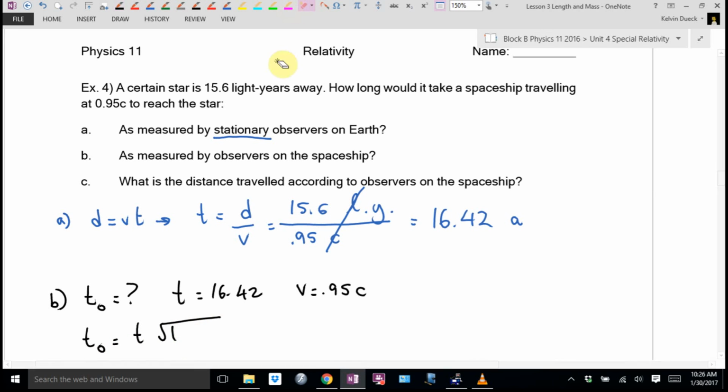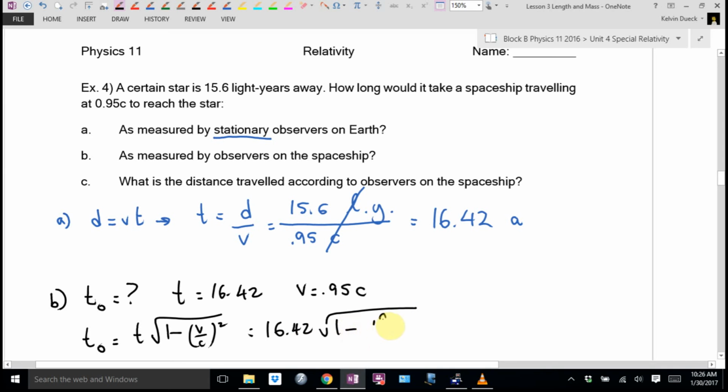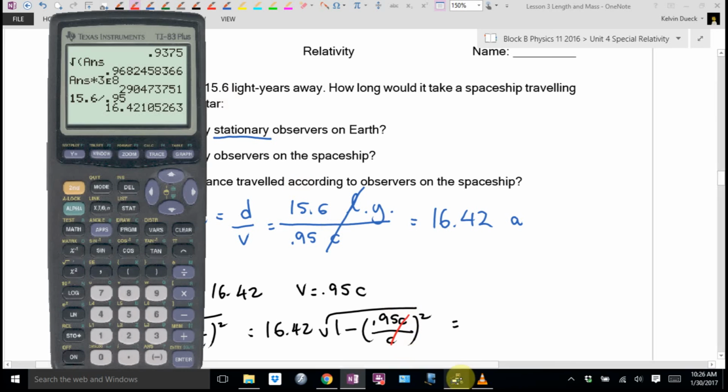Oh, hey, if you really want to be nerdy, you could do that if you want to do less writing, but I'll write it out. This is why, by the way, because you're writing that stupid thing so often, they have a symbol for it, right? Square root of 1 minus v over c all squared. It's going to be 16.42 times the square root of 1 minus 0.95 c over c all squared. Alec, do you see? Do you see?